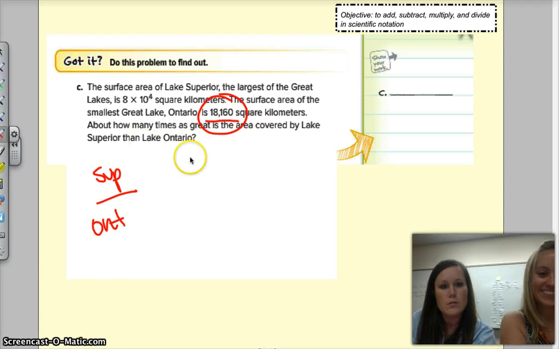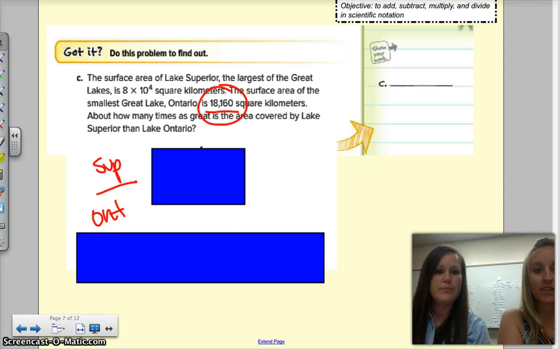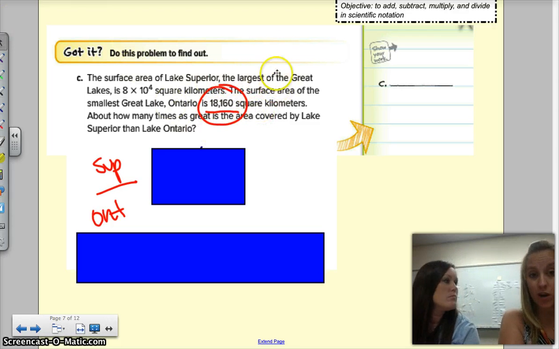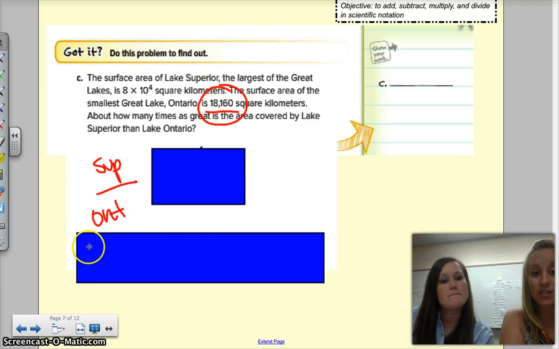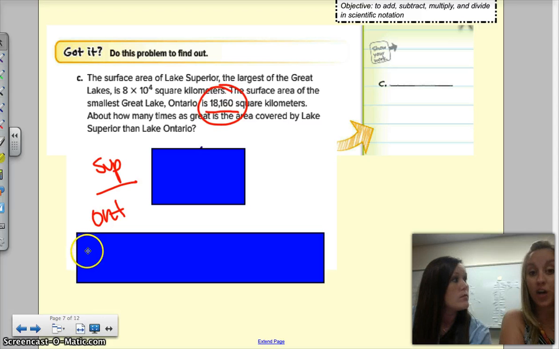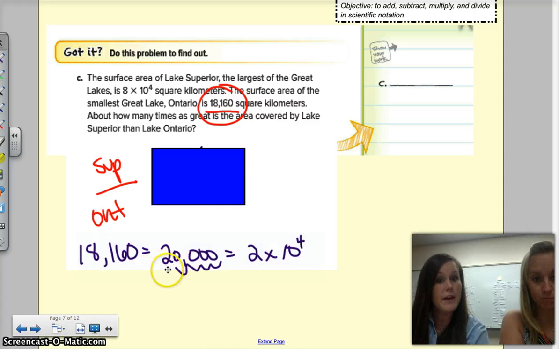All right, let's get going. We have Lake Superior on top, Ontario on bottom. We already talked about that. Superior is given to us in scientific notation already, so we don't have to do anything with that. But Ontario is 18,160 square kilometers, so we need to adjust that to make it easier to work with. We rounded up to the nearest 10,000, so we rounded up to 20,000. And then wrote it in scientific notation. So it's 2 times 10 to the 4th.